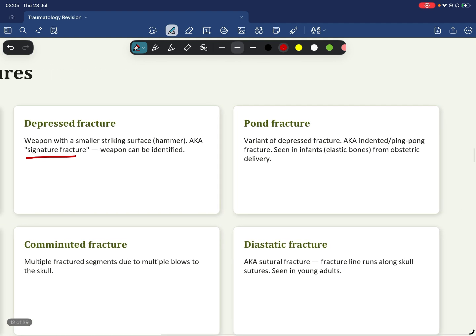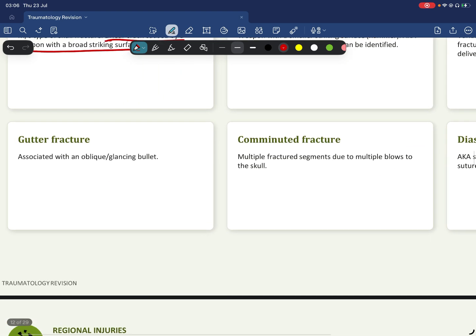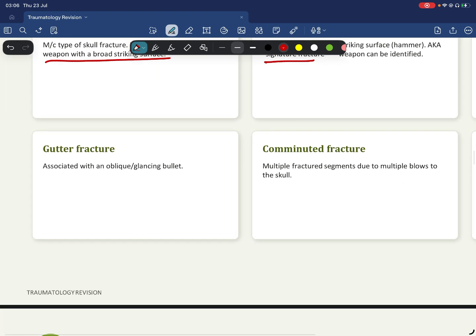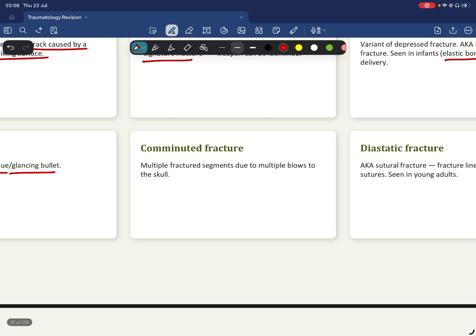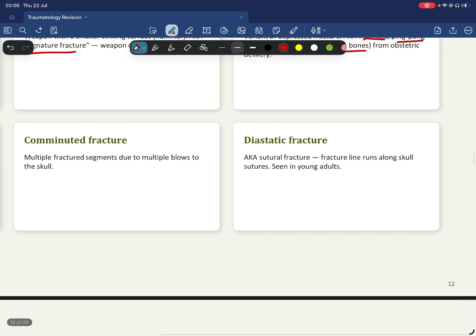Pond fracture is also a variant of depressed fracture, also called indented or ping pong fracture, seen in infants due to elasticity of bones. Gutter fracture is due to an oblique or glancing bullet. Comminuted fracture is due to multiple traumatic injuries leading to multiple fracture lines. Diastatic or sutural fracture runs along the skull sutures.